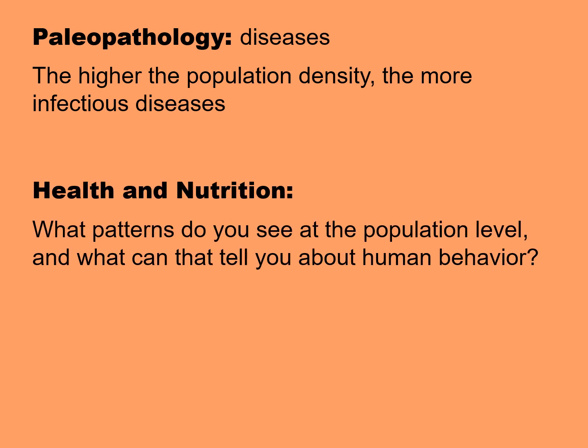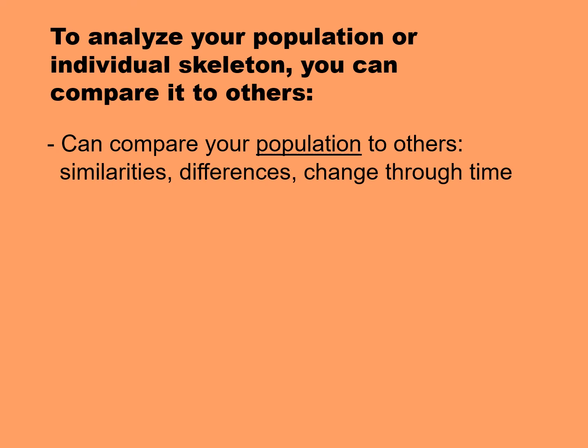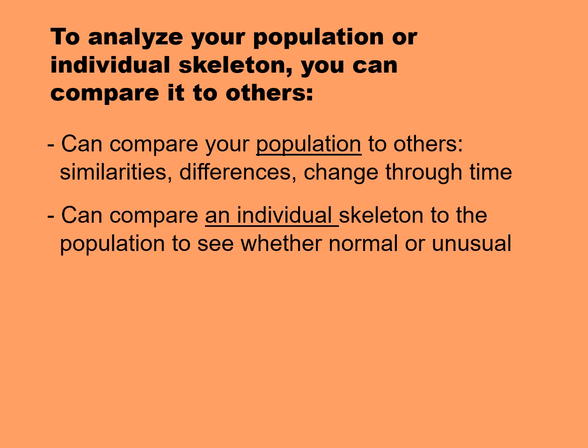We can also look at the general health and nutrition of the entire population. What patterns do you see at the population level? And what can that tell you about human behavior? To analyze either your individual skeleton or your population, you can compare it to others. So you can compare your population to other populations, looking for similarities, differences, or change through time. Or you can compare your individual skeleton to the population to see whether that person was normal or unusual.